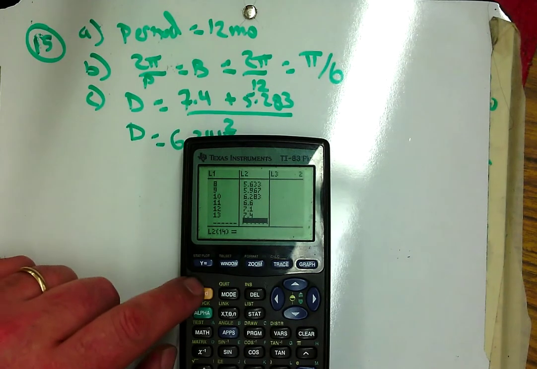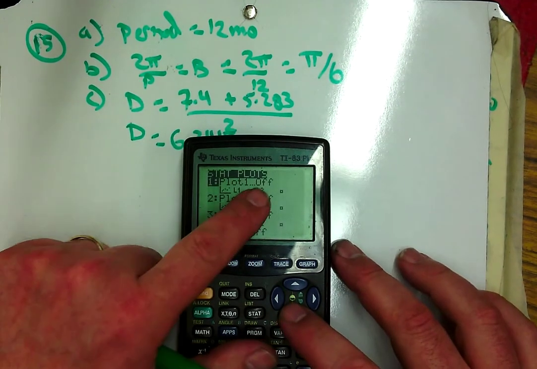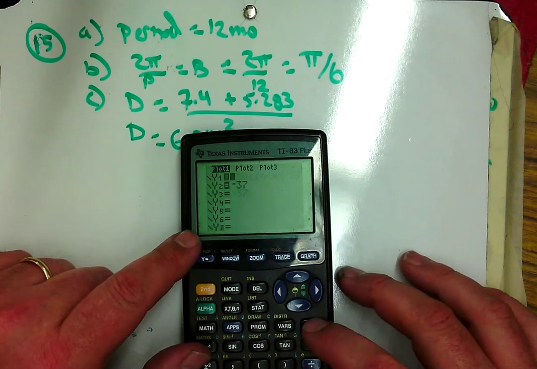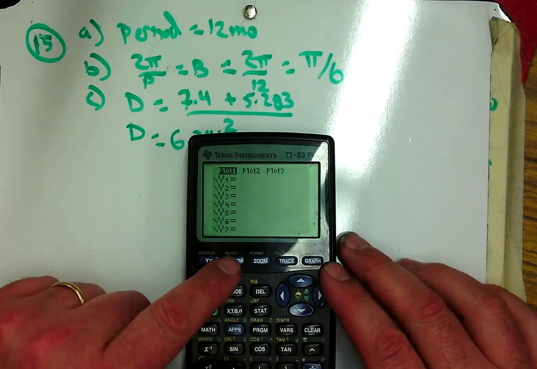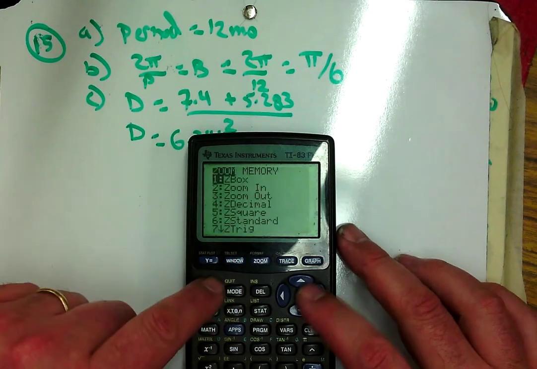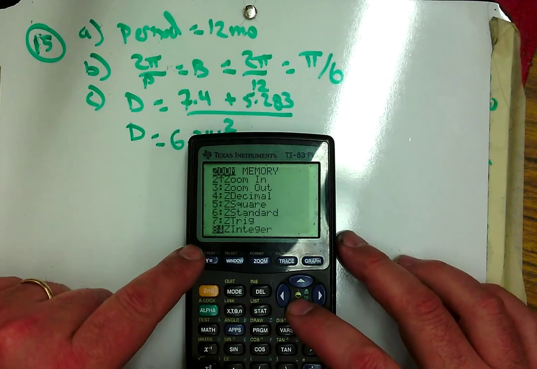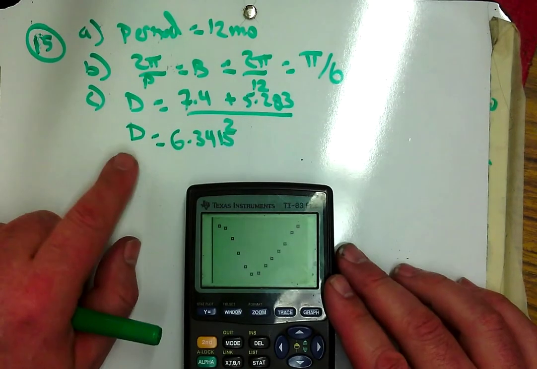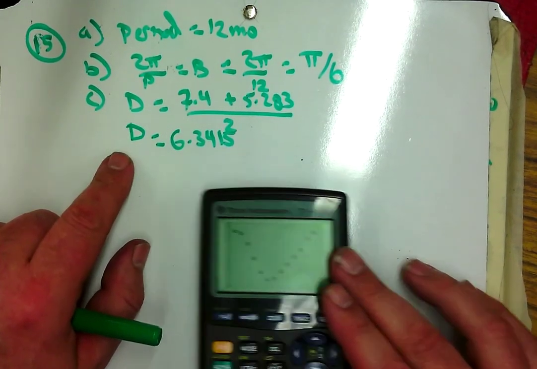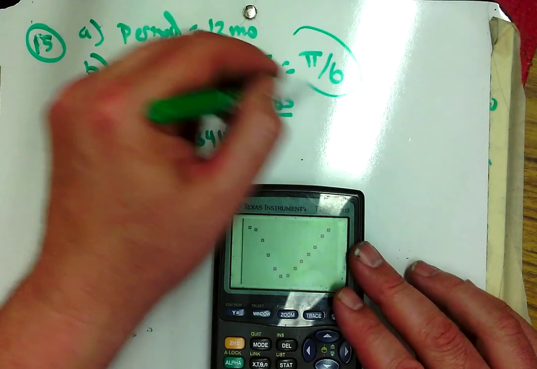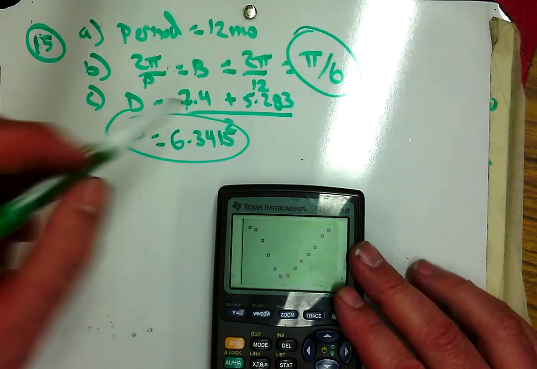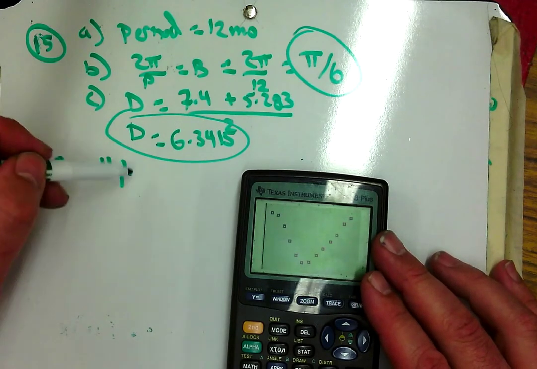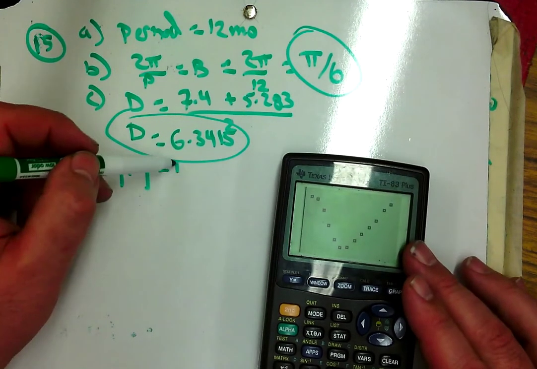Remember, when you want to do a scatter plot, you have to turn your plots on. Turn plot on. We also want to do zoom stat. And we see that graph. Well, let's plug in our model now. We've got a b value. We've got a d value. What about a? We know that a should be the high y minus d.